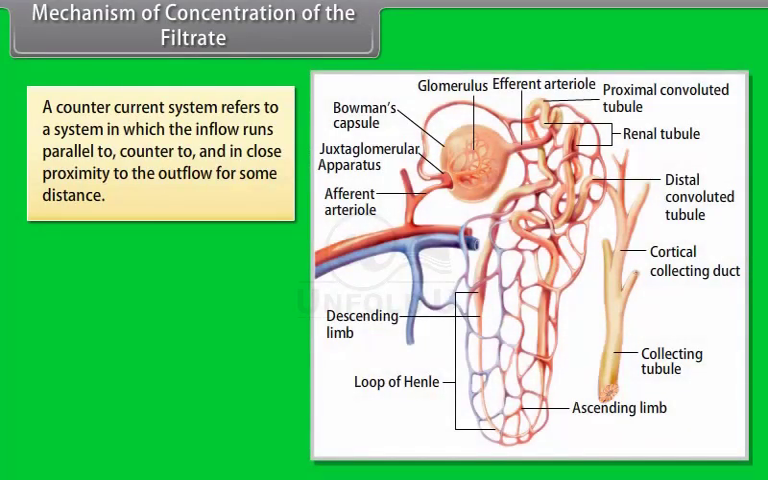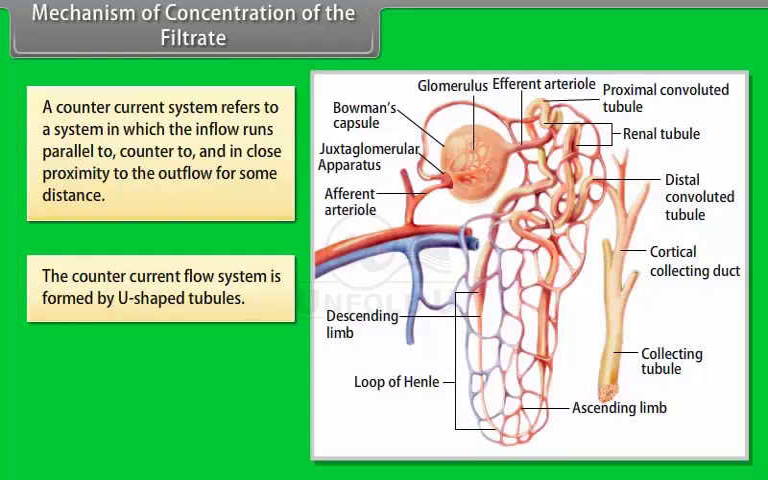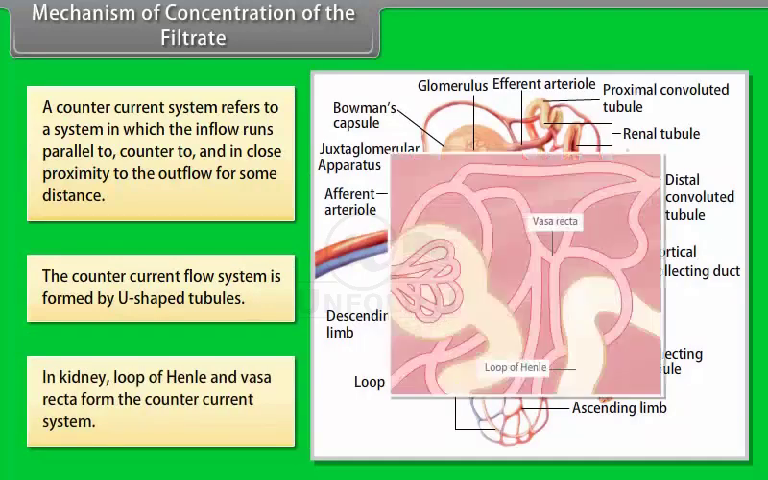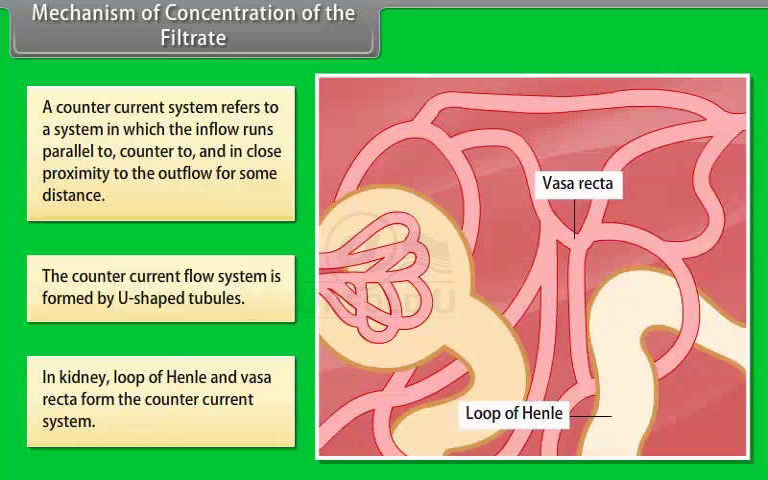Mechanism of concentration of the filtrate. A countercurrent system refers to a system in which the inflow runs parallel to, counter to, and in close proximity to the outflow for some distance. The countercurrent flow system is formed by U-shaped tubules. In the kidney, the loop of Henle and vasa recta form the countercurrent system.